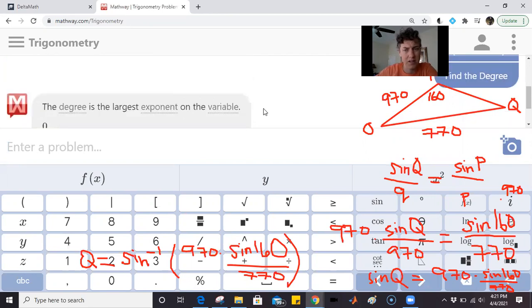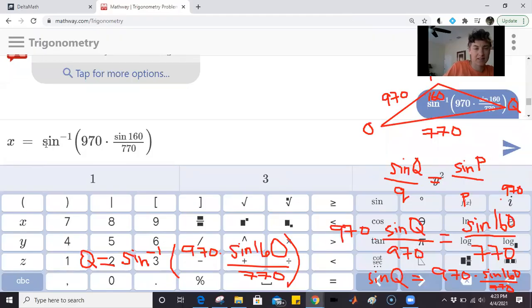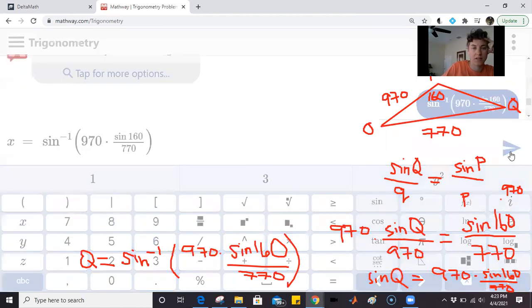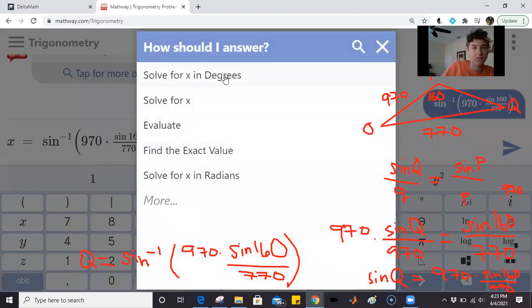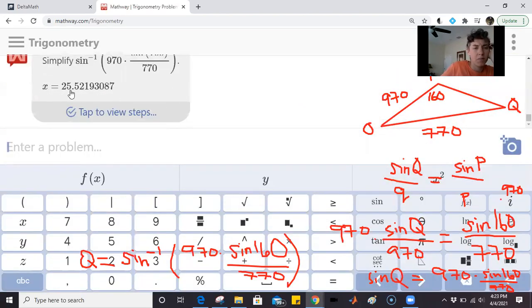And Mathway says, oh, this gave us the degree of the function. That's very funny. Let's try this again. I'll put x equals sine inverse of 970 times sine 160 over 770. Solve for x in degrees, because we're looking for an angle measure here. Let's see what she says. Much more reasonable. 25.5 degrees. Okay, got it.